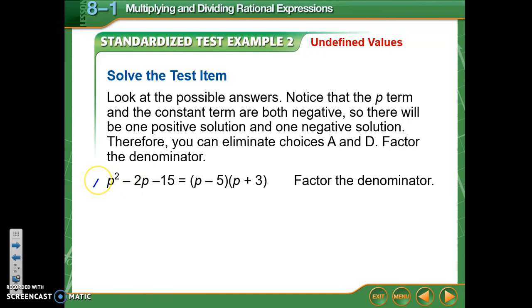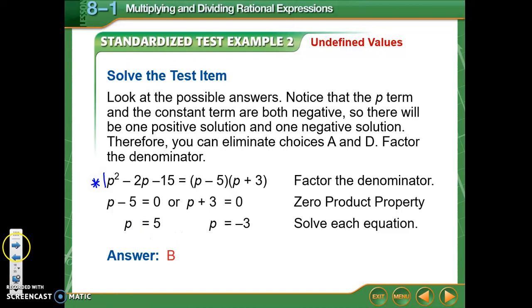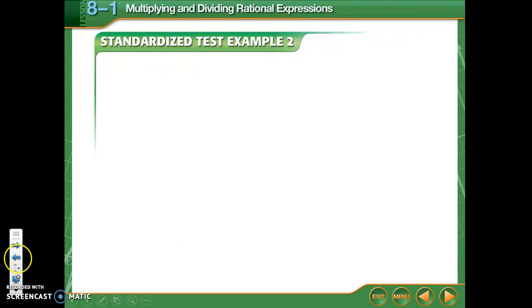So this is our denominator right here, and I'm going to factor it. Two numbers that multiply to negative 15 and add up to negative 2, since my leading coefficient is 1. That's p minus 5 times p plus 3. So what would make those equal to 0? Well, positive 5 or negative 3.